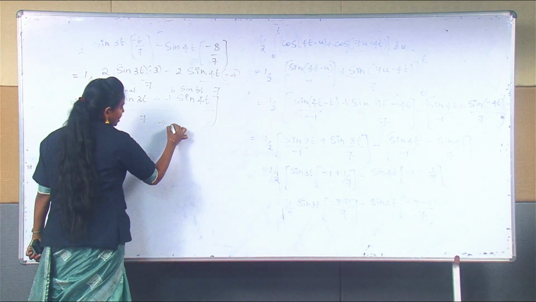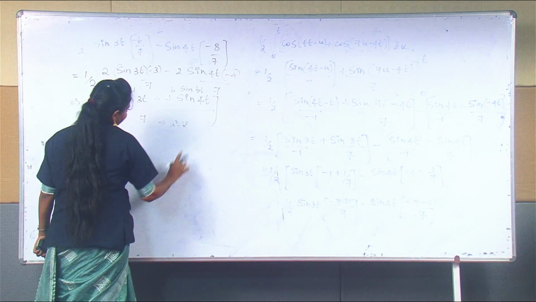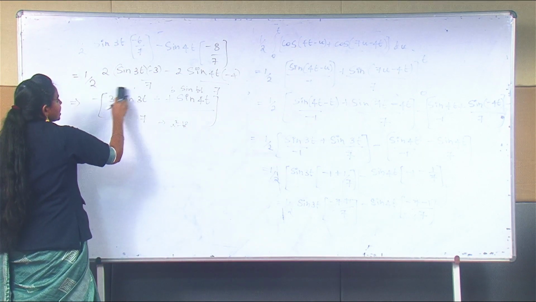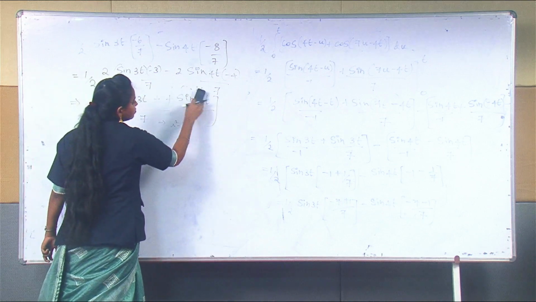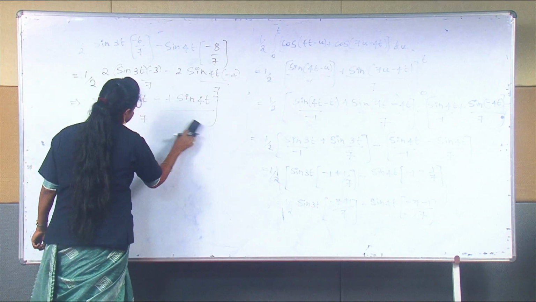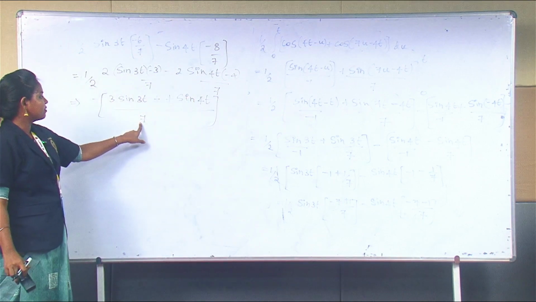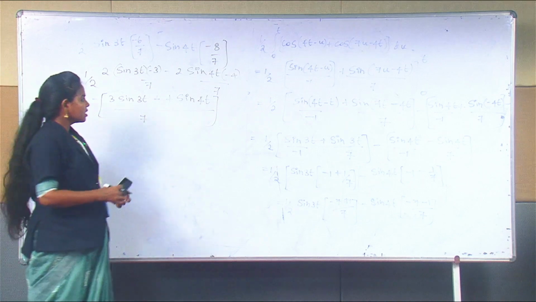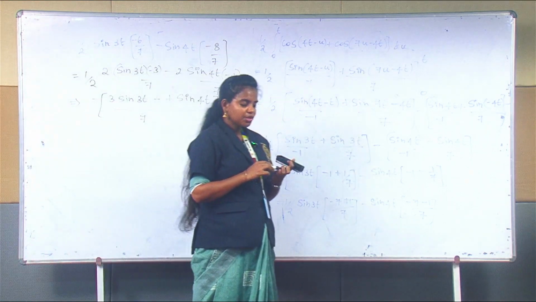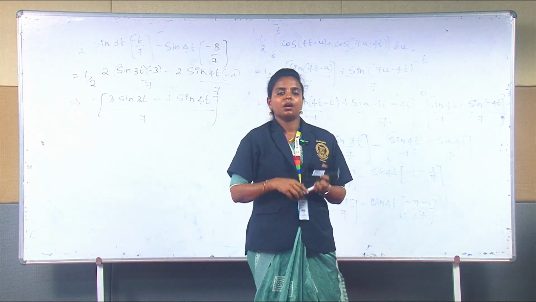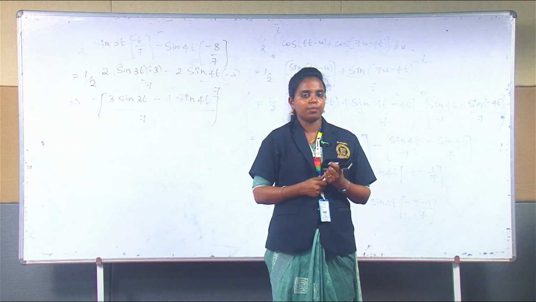it is in the form of a square minus b square. So we got this, this negative we have taken out. Okay, so this is the procedure to find the inverse Laplace transformation.